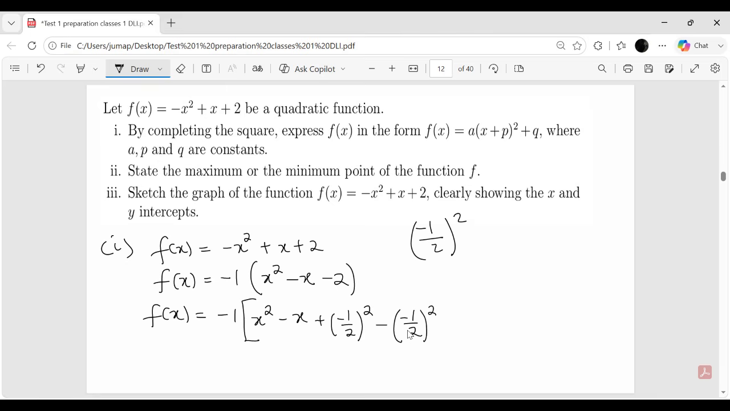When I do this, I've not changed the equation. Okay, I've not changed the function. It is still the same function, but I want to express it in this form. So when I do that, I'm going to have this. So the two now will follow like that. Are we together?